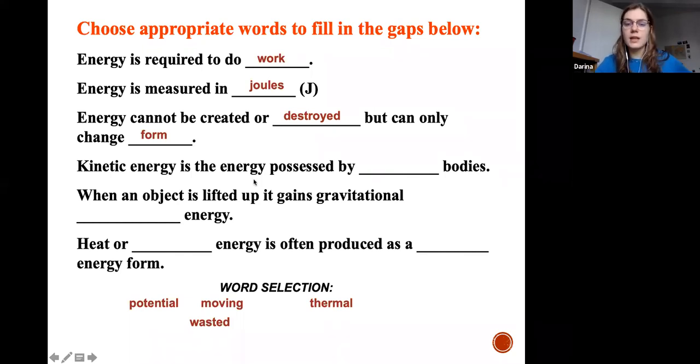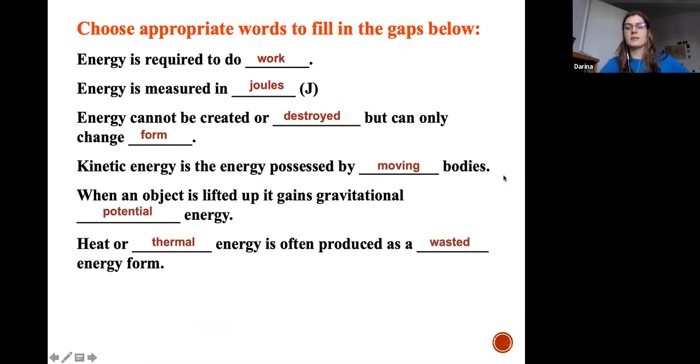Okay, kinetic energy is the energy possessed by what kind of bodies? Moving bodies, fantastic. When an object is lifted up, it gains gravitational potential energy, and heat or thermal energy is often produced as a wasted energy form. Fantastic. Okay, well done, everyone.